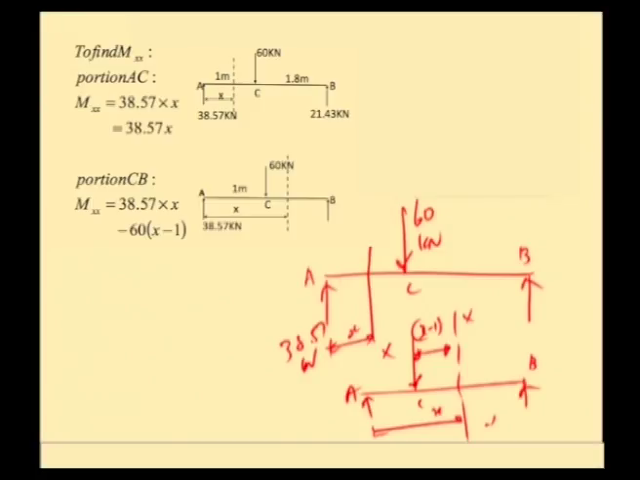So, now bending moment will be this reaction 38.57 multiplied by x minus 60 into x minus 1. We should be familiar with finding the bending moment at any section, which we are conversant with from unit 1. In unit 1 we studied how to carefully calculate the shear force and bending moment at any section. So, that knowledge will help here.